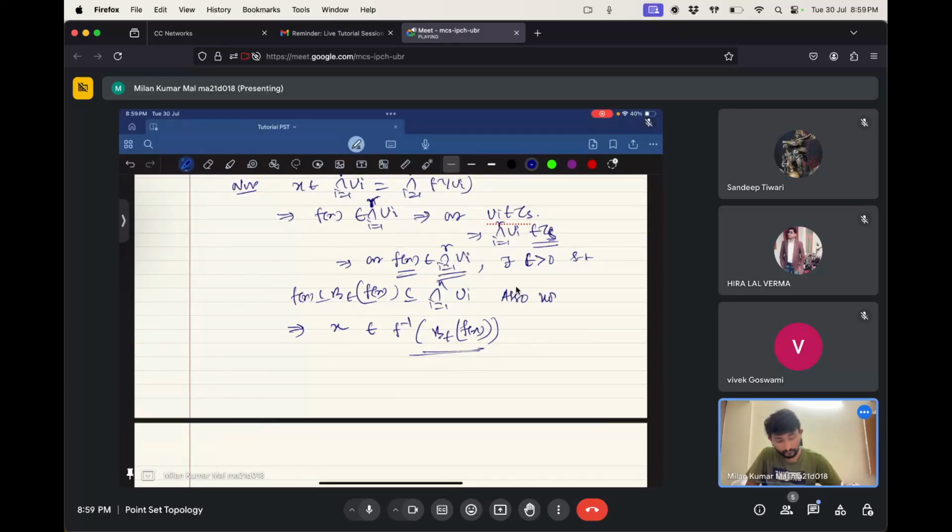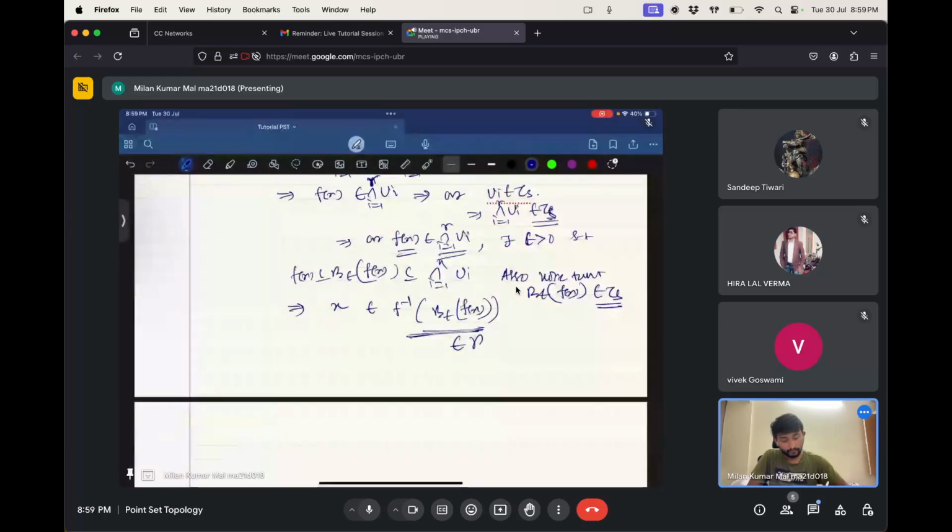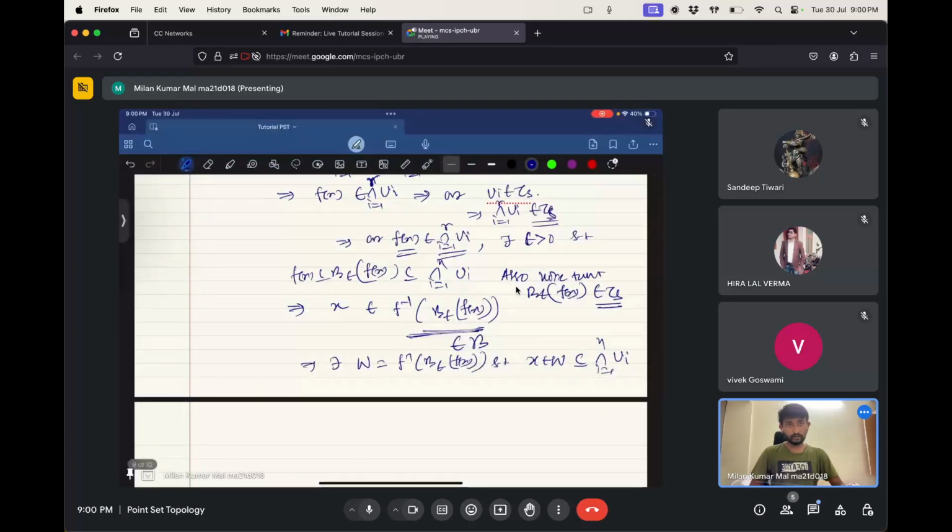Also note that B epsilon of F x is itself an open set, right? That means F inverse of that set should be contained in the collection B. That means there exists W equal to F inverse of B epsilon of F of x such that x belongs to W, which is sitting inside the intersection of i equals 1 to n Ui. Is it clear? I hope it is clear.